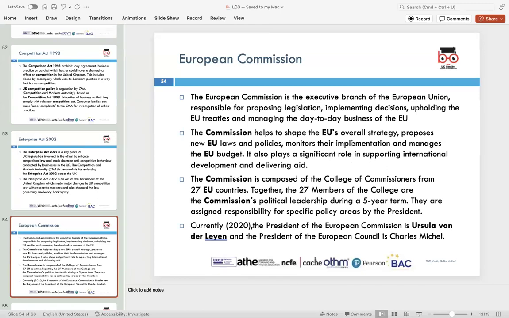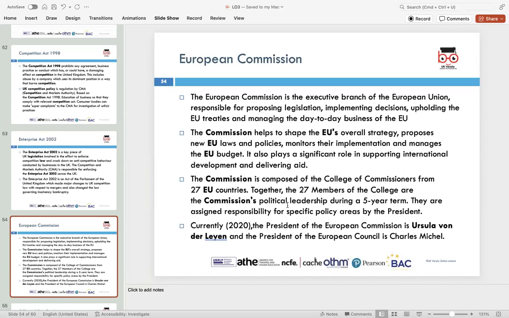The Commission is responsible for managing the budget of the European Union, as well as proposing new laws and policies for the EU, monitoring their implementation, and contributing to the general strategy of the EU. In addition to this, it plays a vital part in distributing aid and making contributions to foreign development.